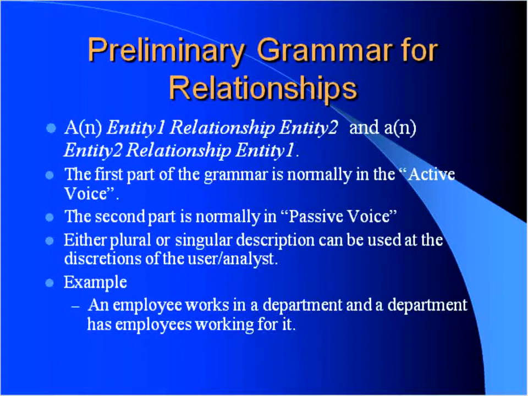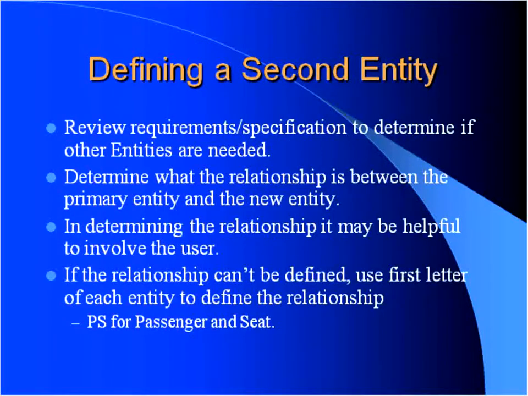Now, for the preliminary grammar of the relationship: entity 1, relationship, entity 2. The first part of the grammar is normally in active voice, and the second part is usually in passive voice. For example, an employee works in the department, and the department has employees working for it.